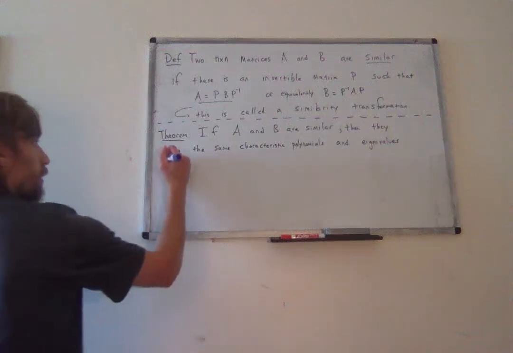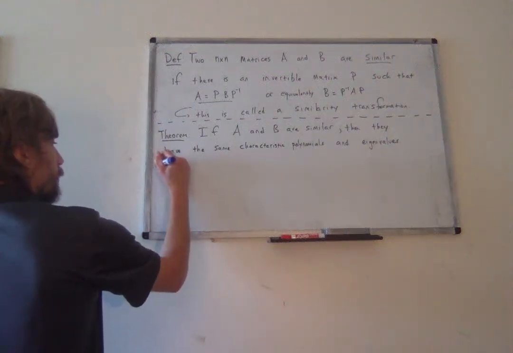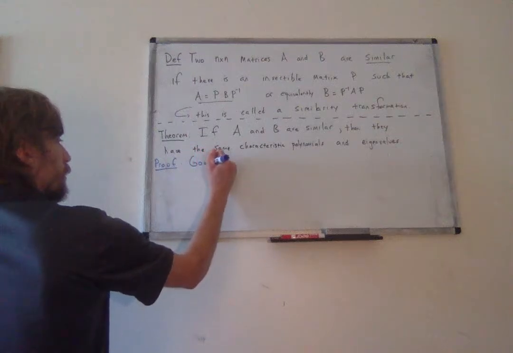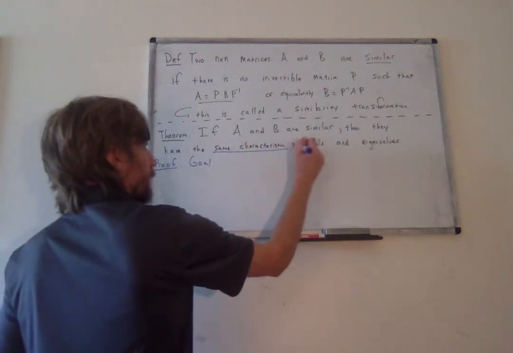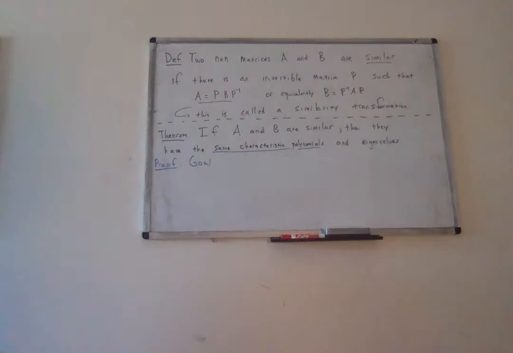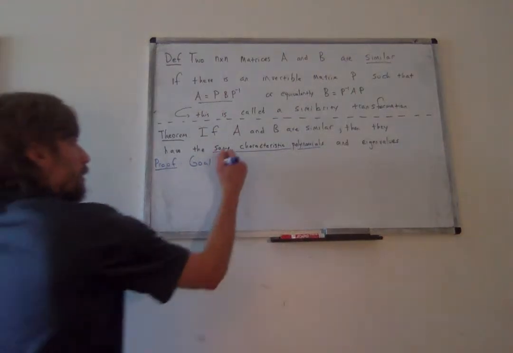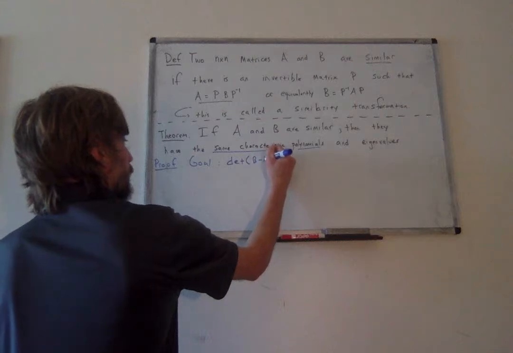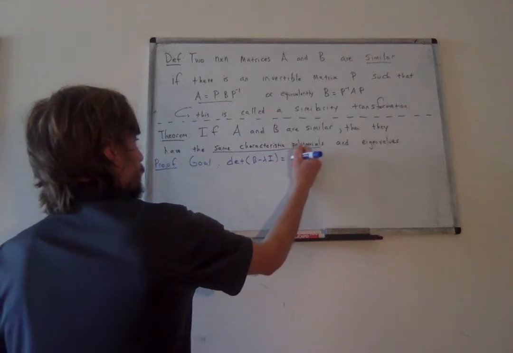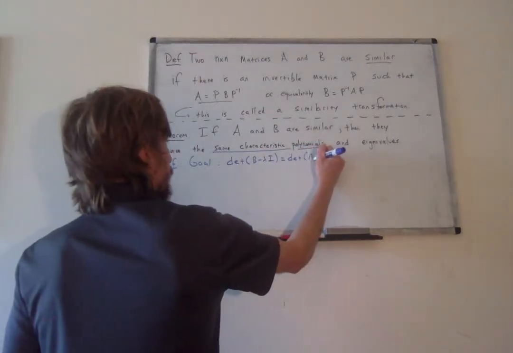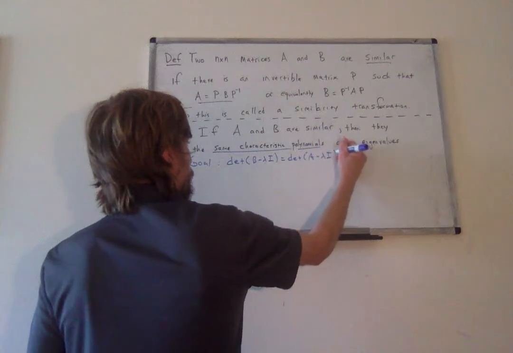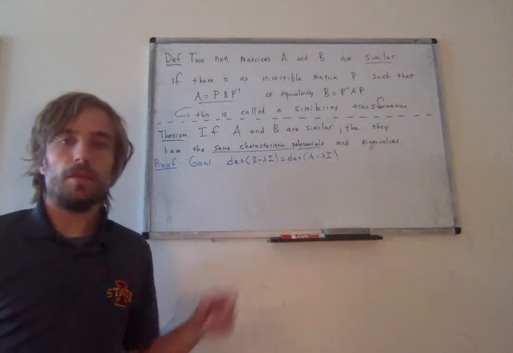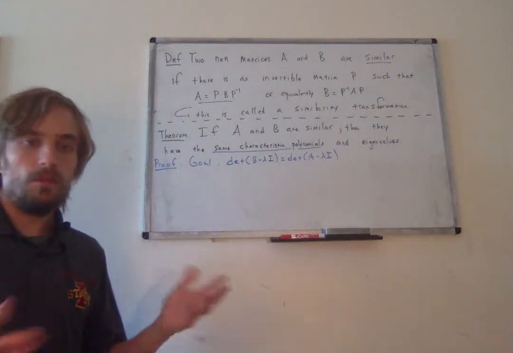So our goal in proving this theorem is to show that if A and B are similar, they have the same characteristic polynomial. So our goal is to show that the determinant of B minus lambda times I is equal to the determinant of A minus lambda times I. And this is for any arbitrary variable lambda, so we're allowing lambda to just be a variable.